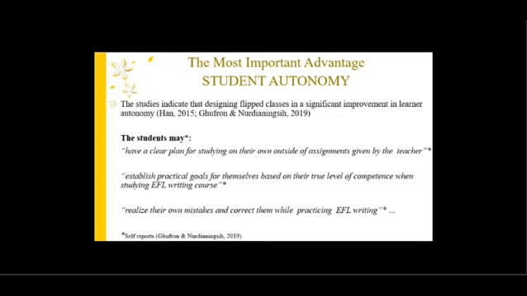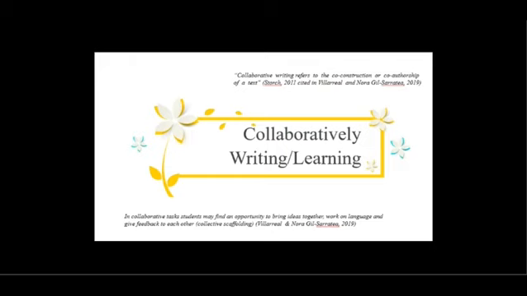There are some studies which indicate that flipped classes may improve learner autonomy, probably because learners may have clearer plans for their own studies and can establish practical goals for themselves based on their competence level. They can realize their own mistakes and the gap between what they know and what they do not know, and can bring questions to the classes and reflect on the passages, for example, or the things processed outside the classes. They can also be more creative during class time because they are going to have some idea what's going to be processed during the class time.